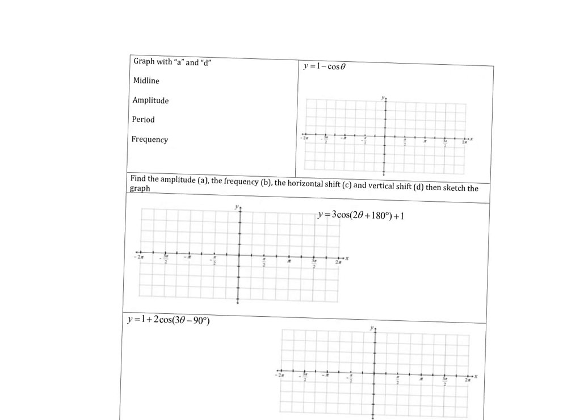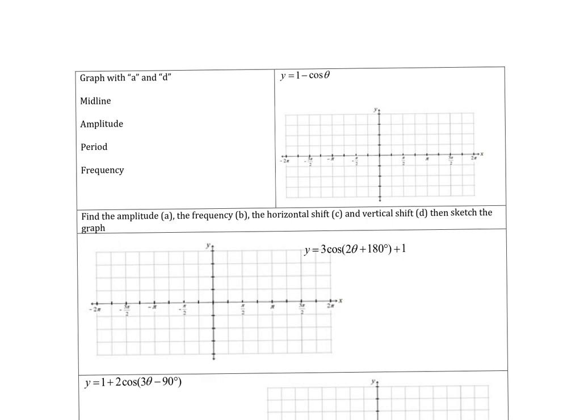So on the top, we've got 1 minus cosine theta. Well, what's happening here is we've got negative cosine theta plus 1. The midline is located at y equals 1. Let's draw that in. We've got an amplitude of 1, but notice there's a reflection. The period, nothing happened with it. It's still 2 pi. There's no b value. Frequency 1 over 2 pi.